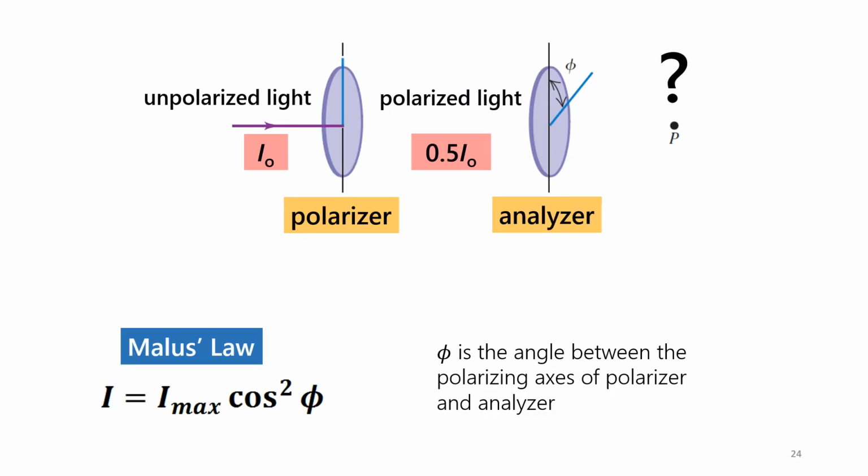So to clarify something that may be a bit confusing with the equation from Malus' law, I max is the intensity of the polarized light and not the unpolarized light. So this would mean that I max is 0.5 times I naught.